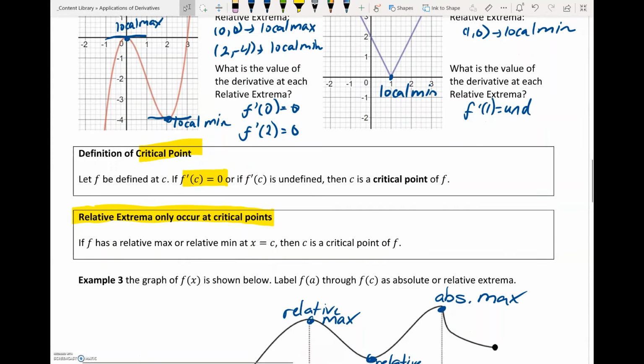So your relative extrema only occur at critical points. That means if f has a relative max or a relative min at some x value equal to some number, that number is a critical point.